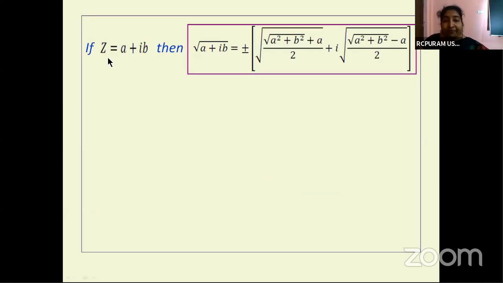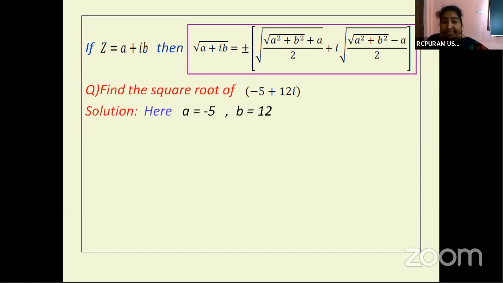We know if z is equal to a plus ib, then root of a plus ib is equal to plus or minus square root of root a square plus b square plus a by 2 plus i into root of root a square plus b square minus a by 2. The same question I am taking. Find the square root of minus 5 plus 12i. We will take a equal to minus 5 and b equal to 12 and substitute in the formula.